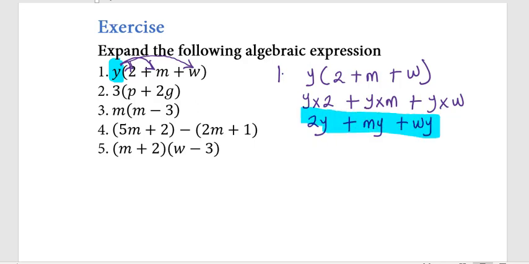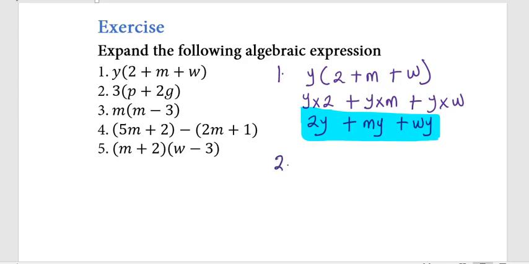So this is our final answer. What we simply did here was use what we had outside the bracket to multiply every value inside the bracket. We used this y outside the bracket to multiply every one of the values. Let's go for the next question.